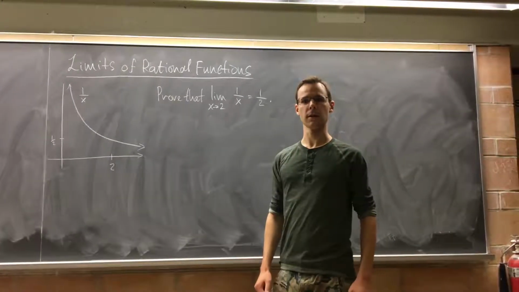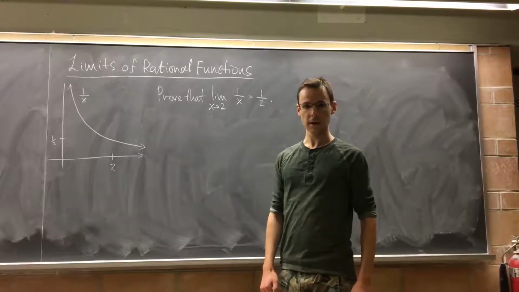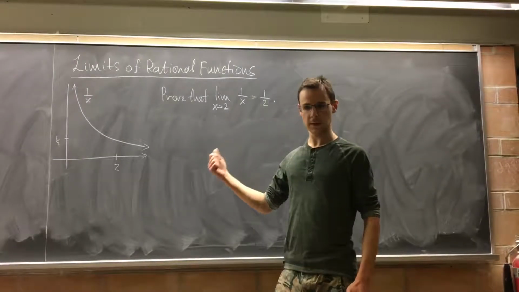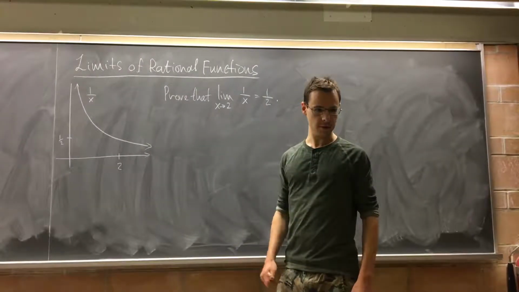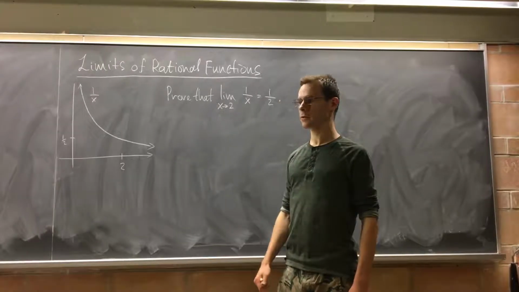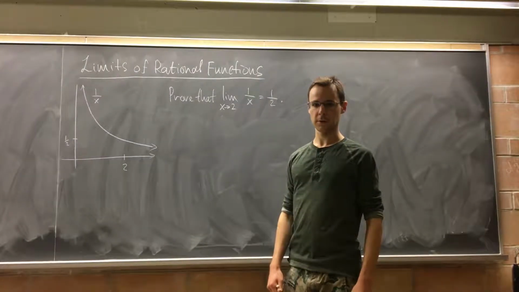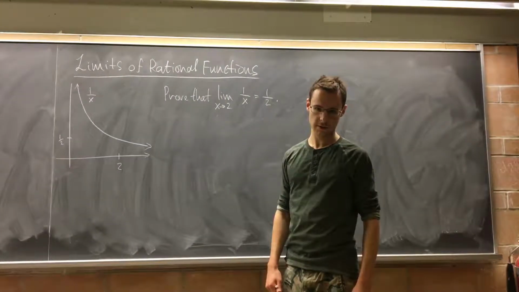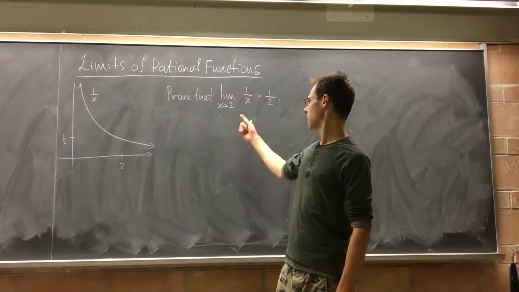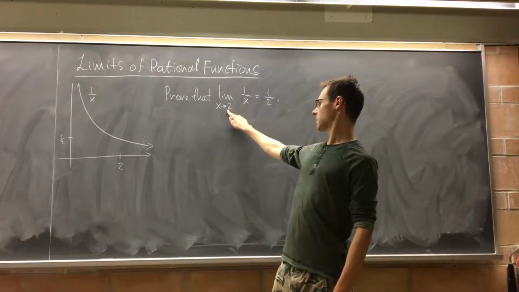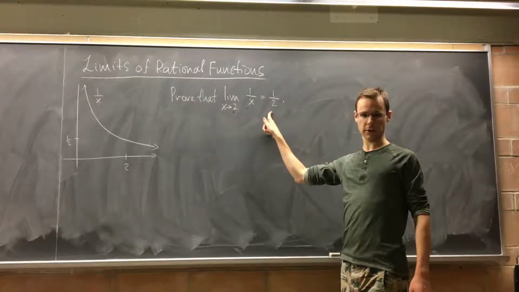Today we'll be looking at limits of rational functions. I have an easy example to start off with, and then we're going to do a slightly harder example of the same basic nature. And then after that we're going to prove the quotient rule for limits. Okay? So let's begin by proving that the limit as x approaches 2 of 1 over x equals a half.